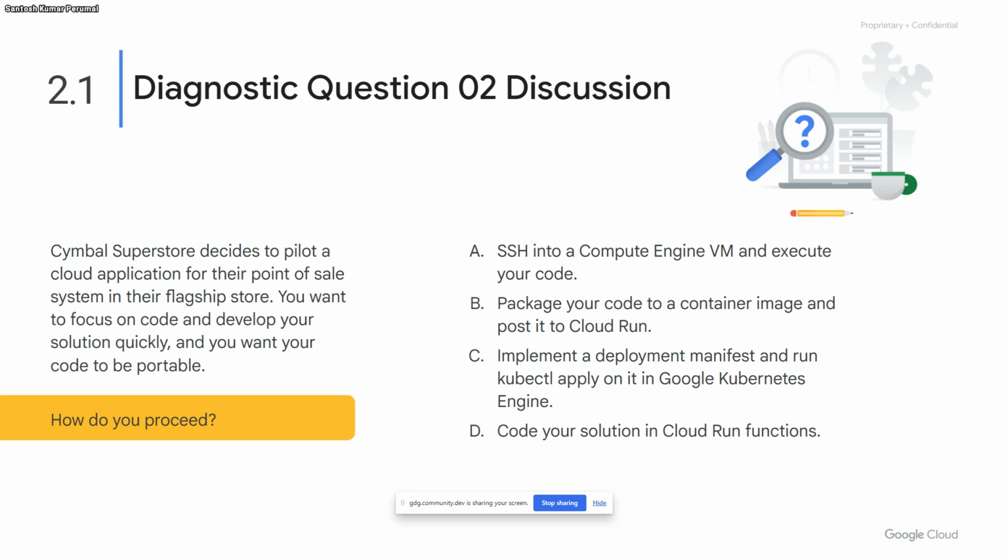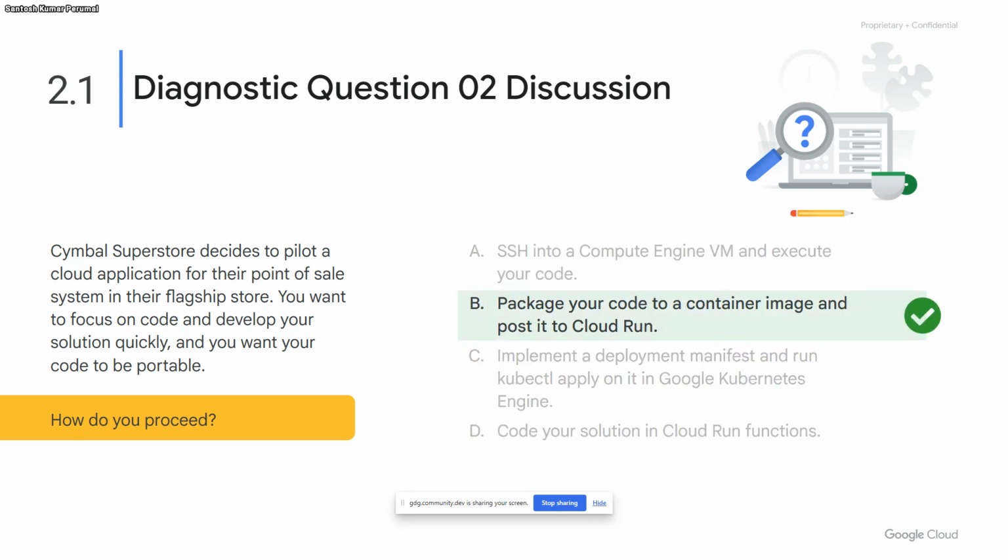So Compute Engine is one option that they have given, and packaging your code into a container image and posting it to Cloud Run is the second option, then GKE and Cloud Run functions. The answer here is Cloud Run. The reason is, as I mentioned, Cloud Run gives you that platform as a service, and it is also one of the serverless options wherein you can host your containerized application. That's the reason they are going with Cloud Run, and you can easily knock out Compute Engine because it doesn't provide you any kind of platform and it is not serverless.